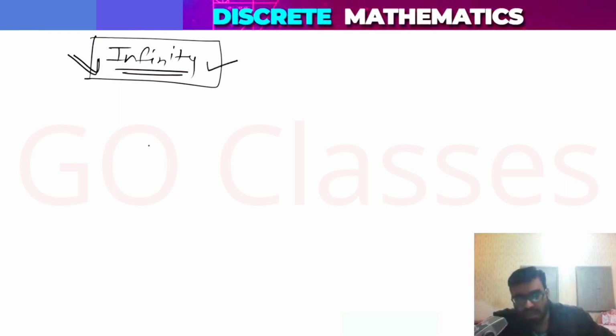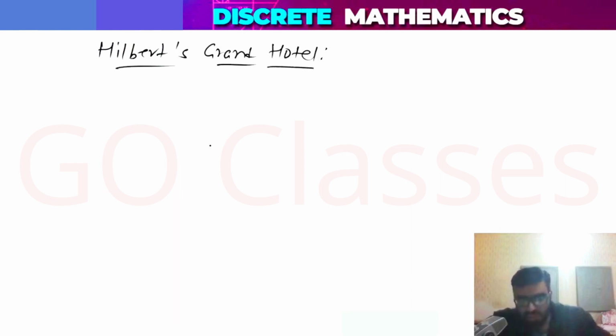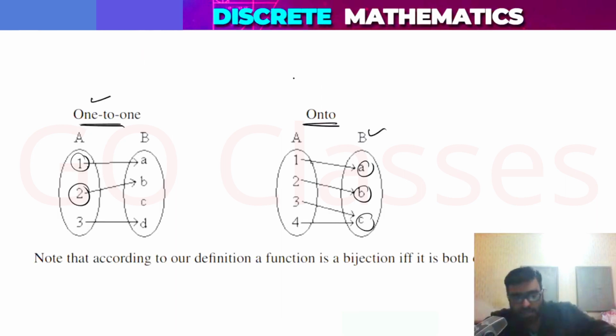Like I will give you one example where infinity is not that intuitive. Let's see one example, and this is called Hilbert's Grand Hotel. Why am I giving you this example? Because I just want to tell you that you should change your thinking about infinity a little bit, because when you are dealing with infinity, many things are not intuitive. So that's why we are looking at Hilbert's Grand Hotel.